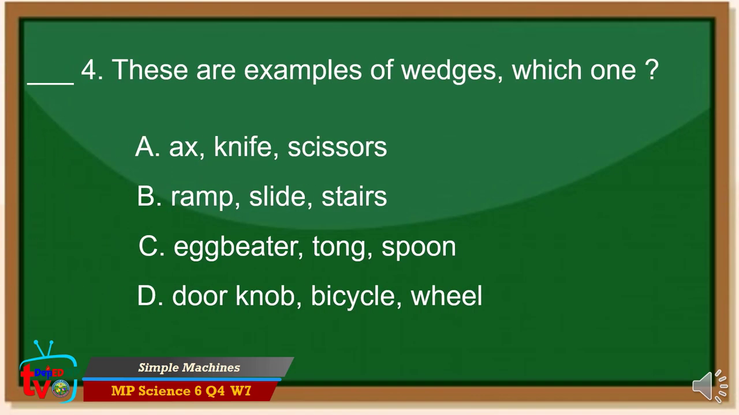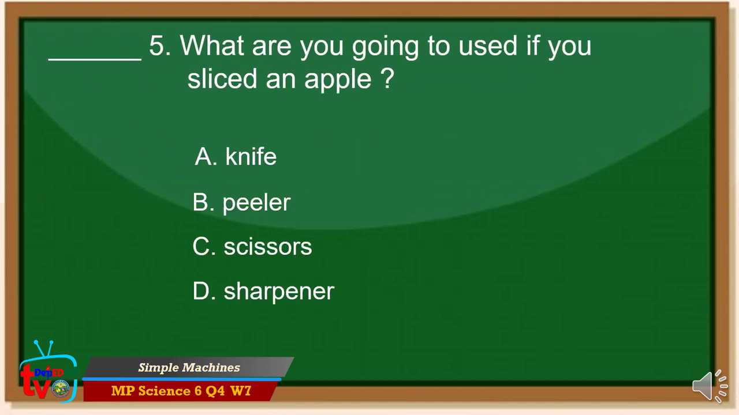Number four question. These are examples of wedges. Which one? A. Axe, knife, and scissors. B. Ramp, slide, stairs. C. Egg beater, tong, and spoon. D. Doorknob, bicycle, and wheel. The answer is A. Number five question. What are you going to use if you slice an apple? A. Knife. B. Peeler. C. Scissors. D. Sharpener. The answer is A.